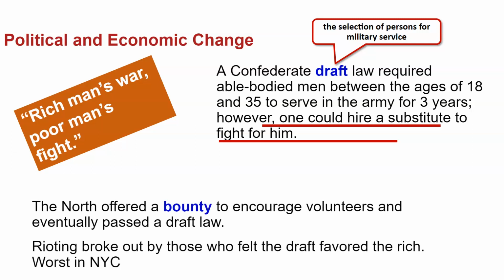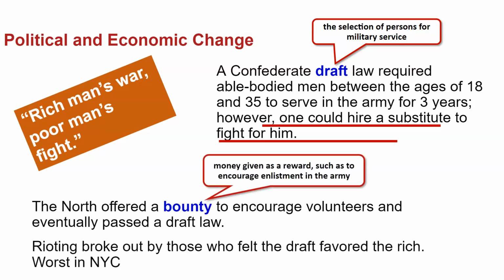The North also tried to offer a bounty, which was money given as a reward to encourage enlistment into the Army, to encourage volunteers, and eventually they also passed a draft law. And because of this discrepancy, there were also riots that broke out, most famously in New York City, over this feeling that the draft favored the rich.